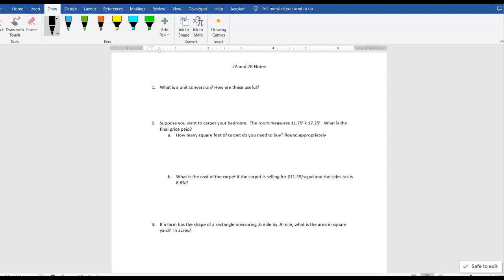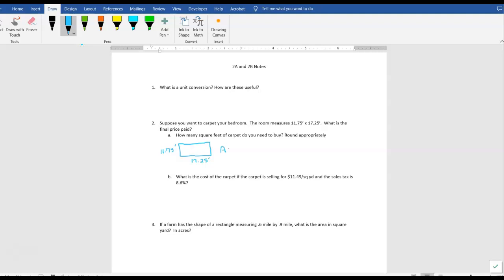Suppose you want to carpet your bedroom, and the room measures 11.75 feet by 17.25 feet. What is the final price paid? So we want to figure out how much carpet we're going to need. Before we do that, let's draw a little picture so we know we have a rectangular room, with 11.75 feet and 17.25 feet.